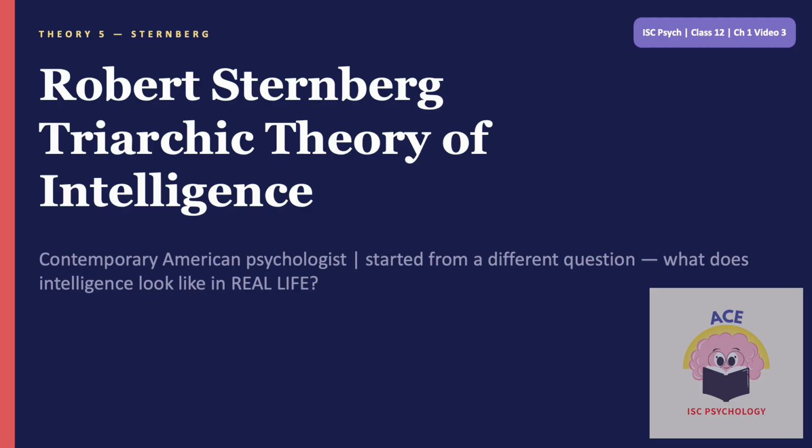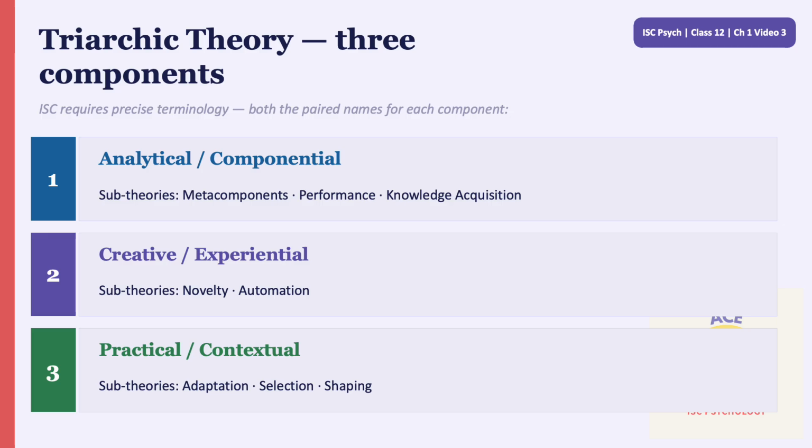Where Spearman, Thurstone, Guilford, and Cattell all asked, "What are the components of intelligence?" Sternberg asked, "What does it actually mean to be intelligent in the real world? What do intelligent people do that less intelligent people do not?" His answer was the Triarchic theory, named for its three subfeatures, each addressing a different aspect of intelligence. The word triarchic means ruled by three, and the three components are analytical intelligence, creative intelligence, and practical intelligence.